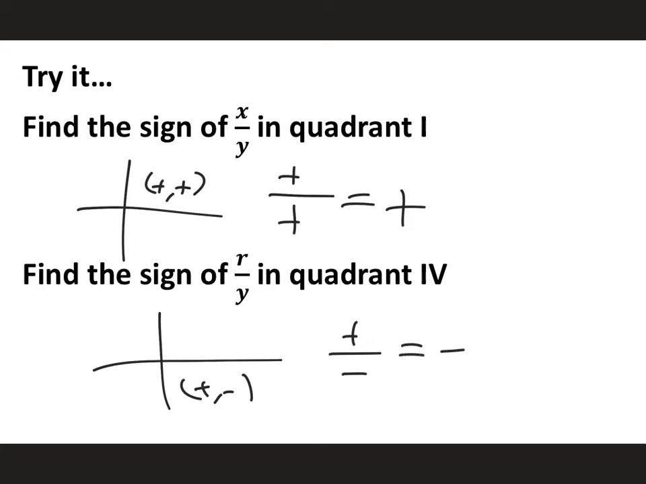So what this is telling us is that x over y, that is cotangent. Cotangent in quadrant 1 is going to be a positive value. And r over y is cosecant. We've had that on the previous slide. What is this telling us? In quadrant 4, cosecant is going to be a negative answer. We'll talk about this in our next lesson, but there's a nice easy way to memorize which trig functions are positive and which ones are negative in each quadrant.